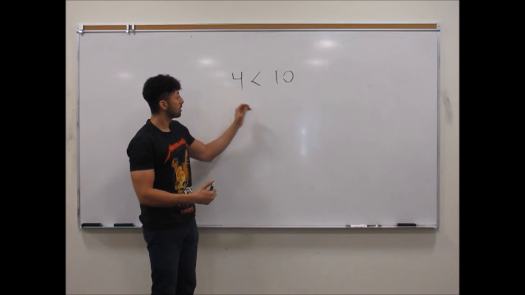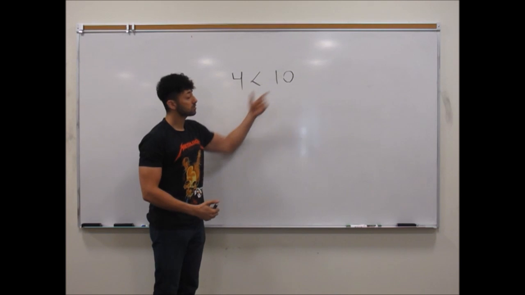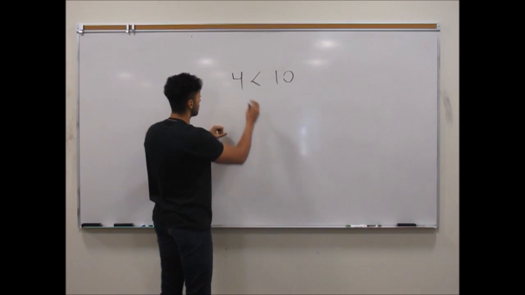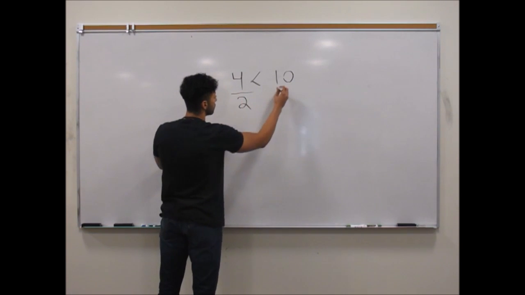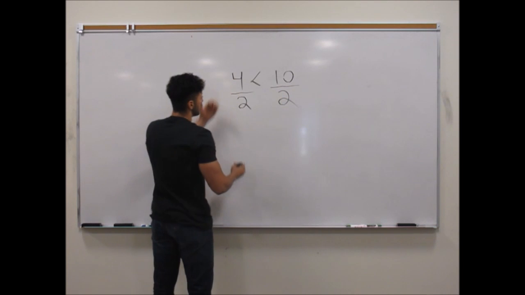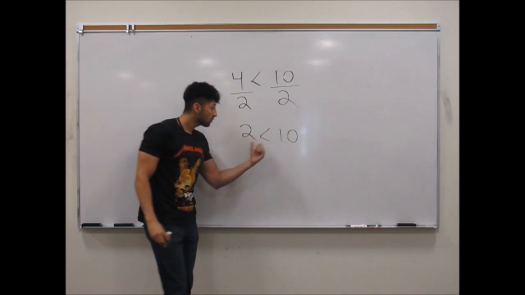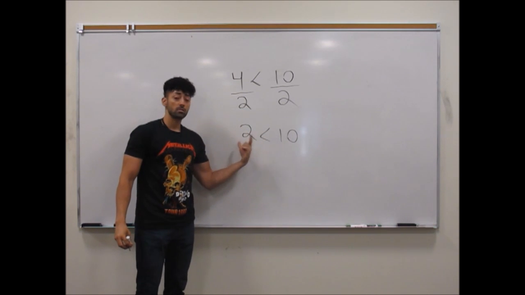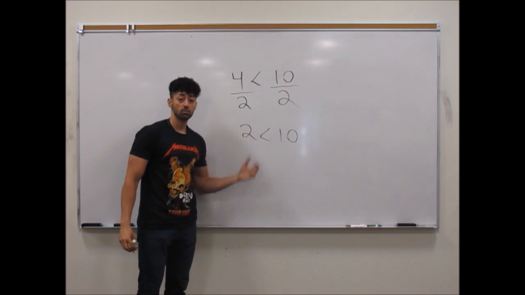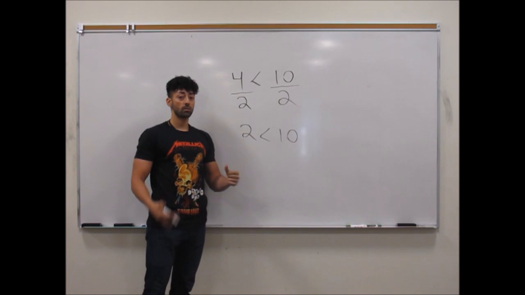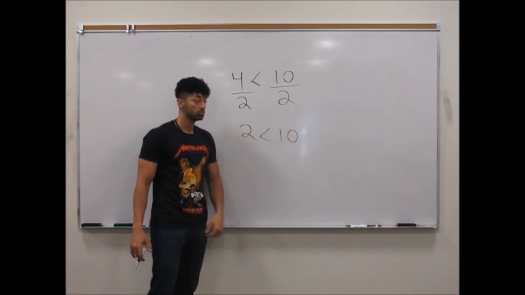So let me just go ahead and divide both sides of this by 2, because whatever you do to one side, you do the other. So this will be 2 is less than 10. When I did that, the statement is still true. 2 is less than 10, so this is valid. But let's see what happens when I divide by a negative 2.